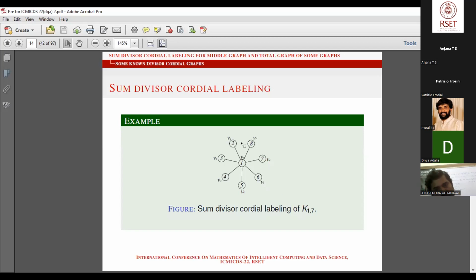This is an example of sum divisor cordial labeling: any star graph is a sum divisor cordial graph. If we denote the apex vertex by 1 and all the remaining pendant vertices by any labels, that means 2, 3, 4, 5, 6 in any sequence, then this graph becomes a sum divisor cordial graph.